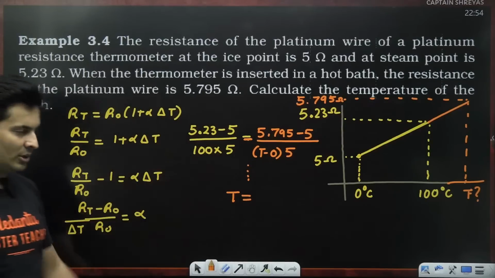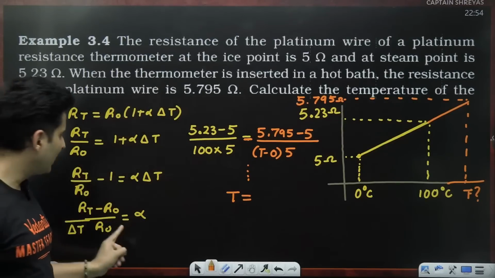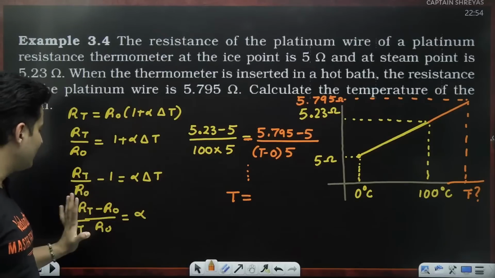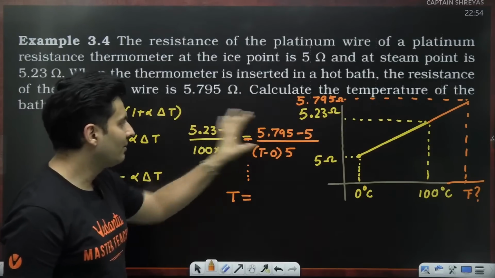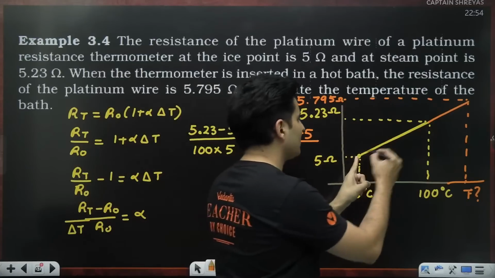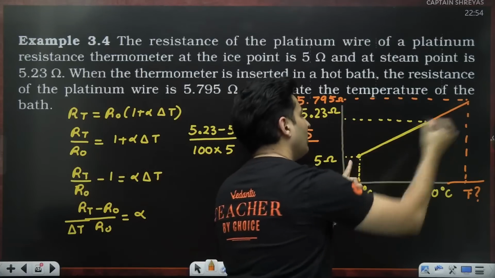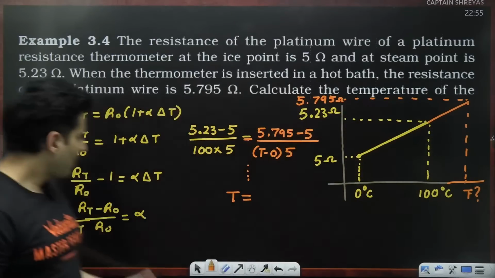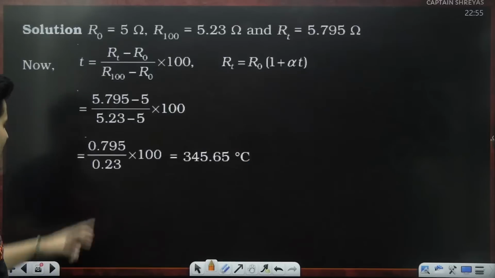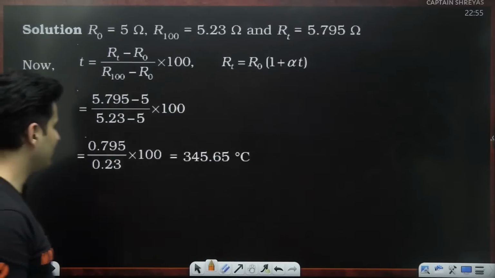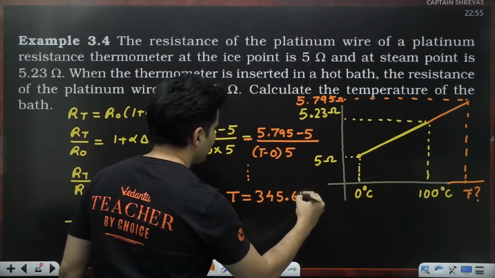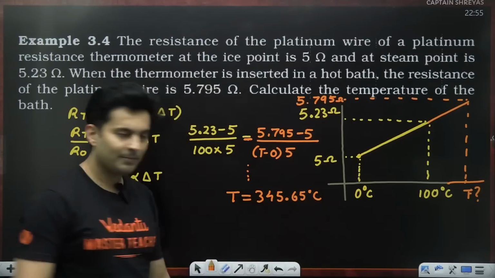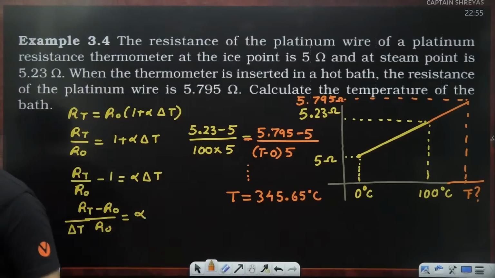Did you understand what we just did? Alpha was not given, so first I wrote down what alpha is. Then I wrote this equation 2 times, but for different ranges. First for this and then for the whole thing. That's all. So from this, I get the value of temperature as 345.65 degree centigrade. Clear how to solve this?